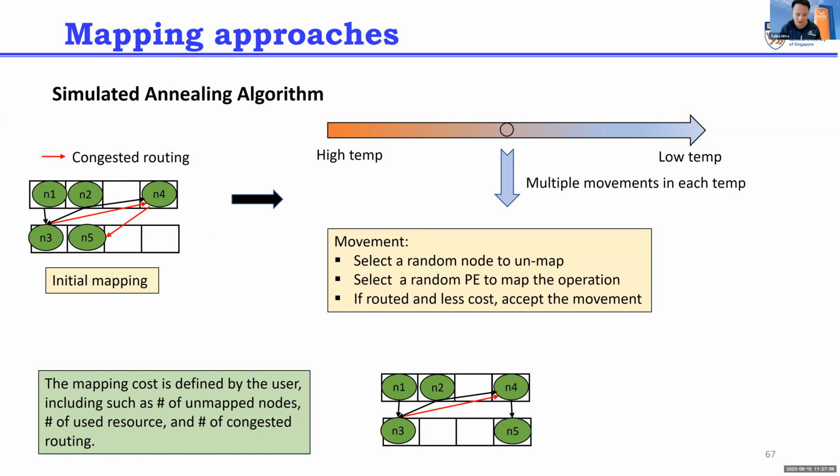For example, the cost function can include the number of unmapped nodes, the number of used resources, and the number of congested routings. However, it will go through multiple iterations in each temperature and go through multiple temperatures. This kind of movement strategy will cause a problem called local minima. So what is the local minima?